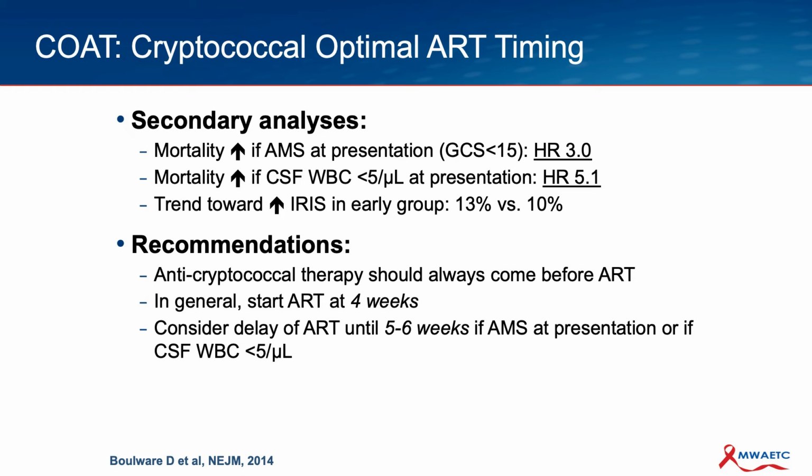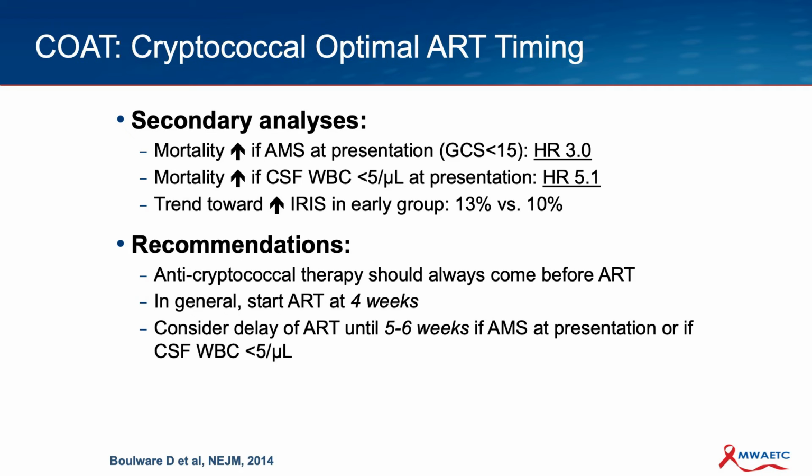So in the secondary analysis, mortality was associated with worse altered mental status and with individuals who had low CSF white cell count, which suggested a more severe infection. And there was a trend towards more IRIS in the early treatment group. The difference was probably much more marked than this, but they had an odd definition of IRIS that excluded people from that definition who probably did have IRIS.